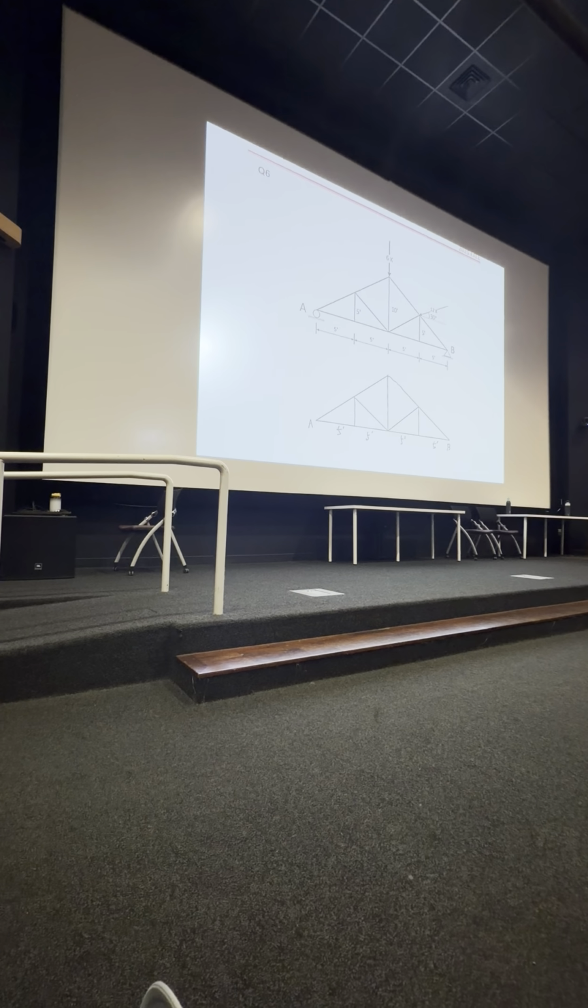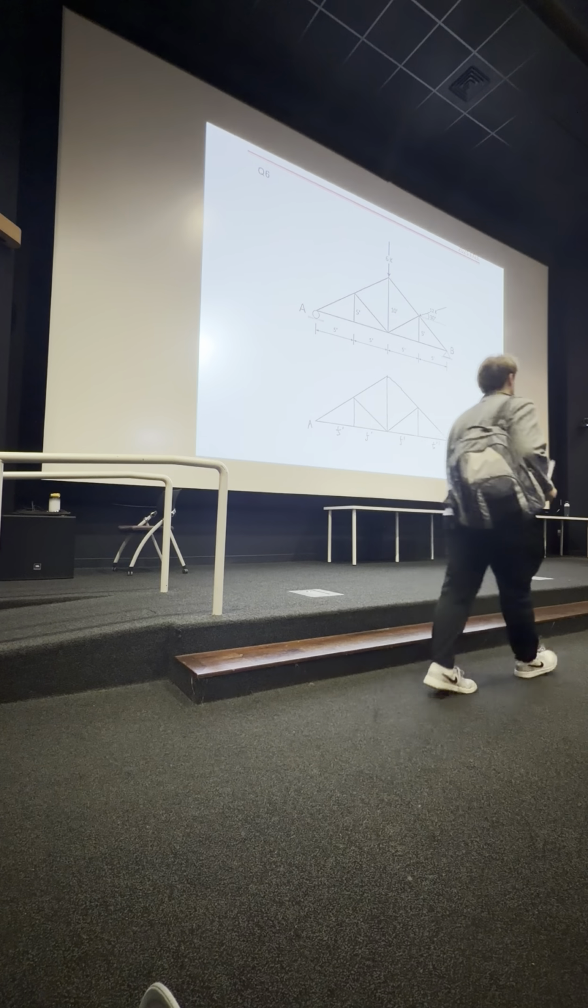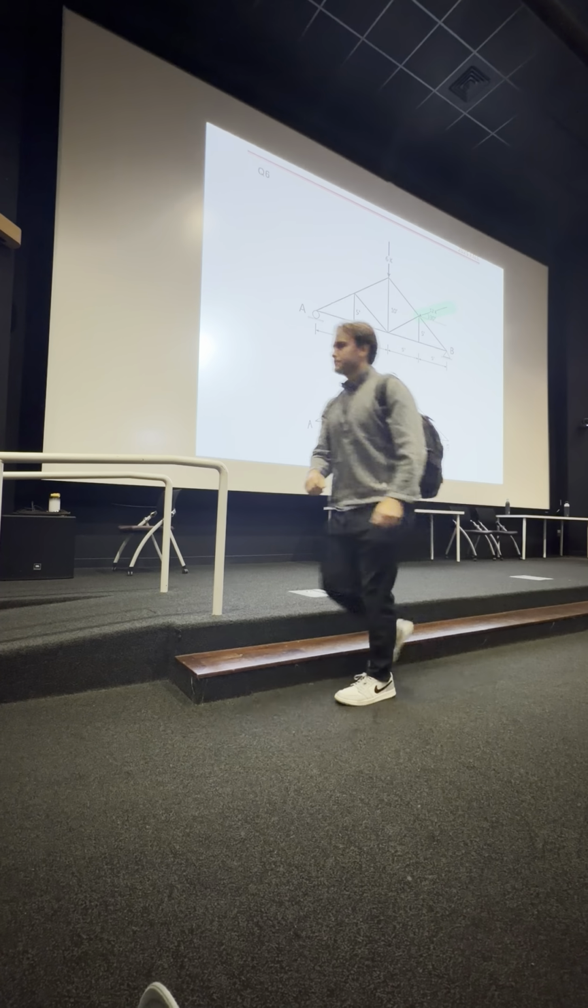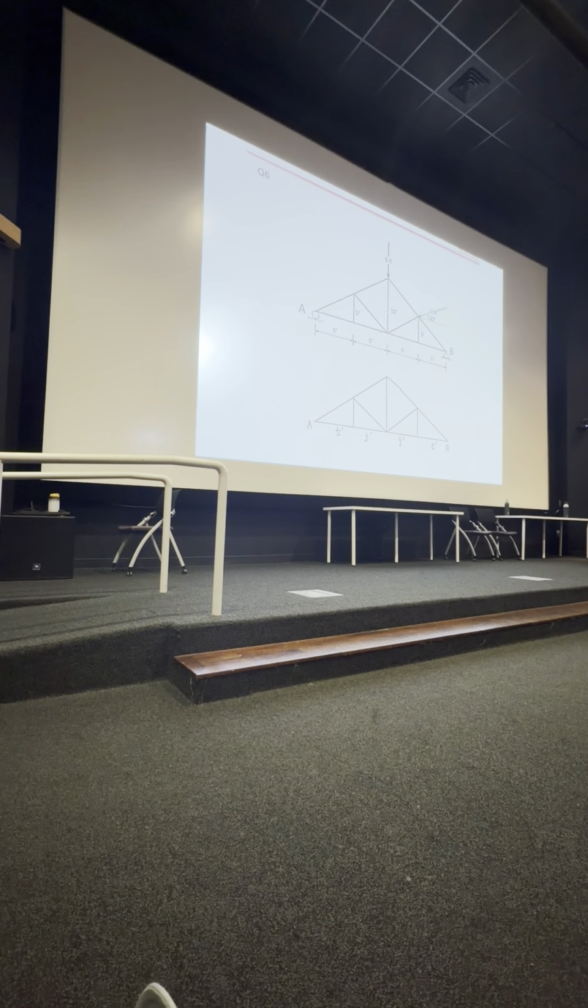Okay, so for problem 6, it's actually the same thing, but this time we have an inclined load here, and it has an angle. It's more straightforward because if we have an angle, we can directly apply trigonometry. So here is the 12K, and you know the angle is 30 degrees.